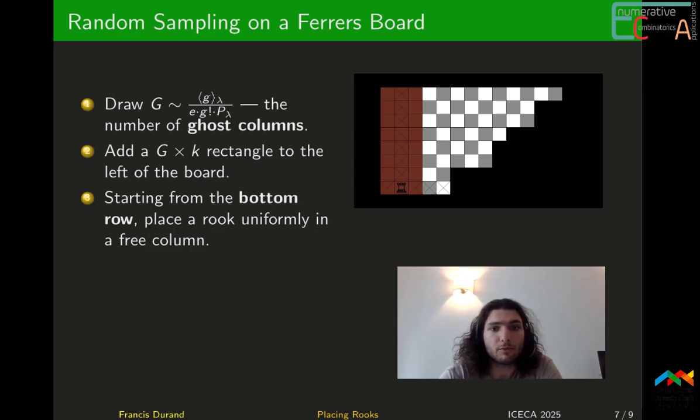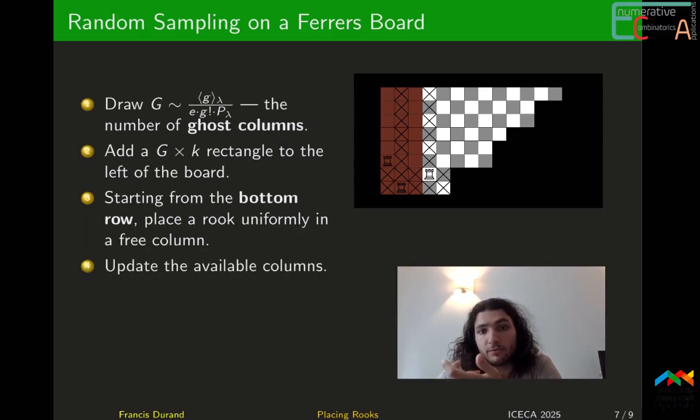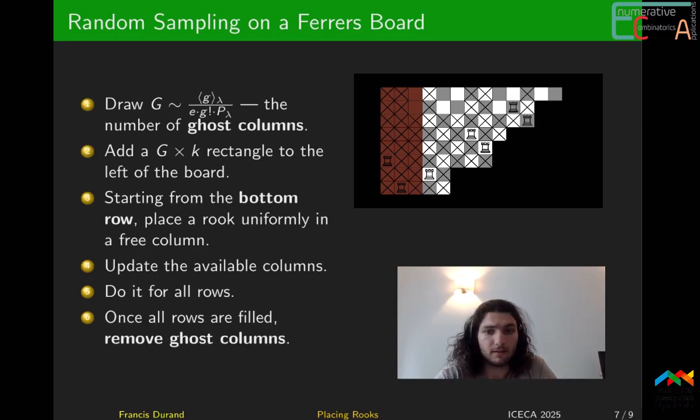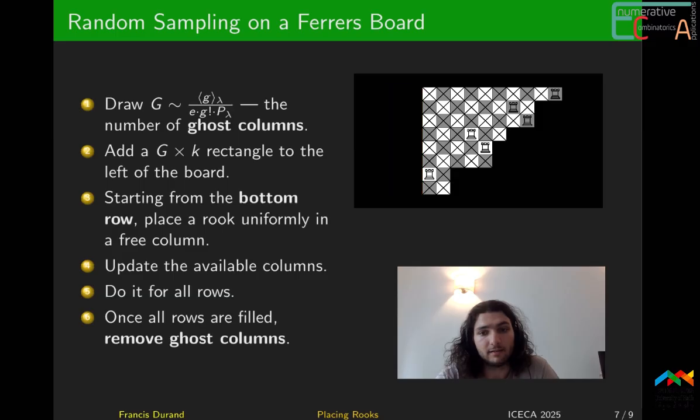Then, starting from the bottom row, place a rook uniformly in a free column. Mark the places where no further rooks can be placed. And then do this iteratively for all the rows, starting from the bottom and going up. Once they are all filled, remove the ghost columns and return the non-attacking rook placement. Once again, it is uniform in the set of all non-attacking rook placements.